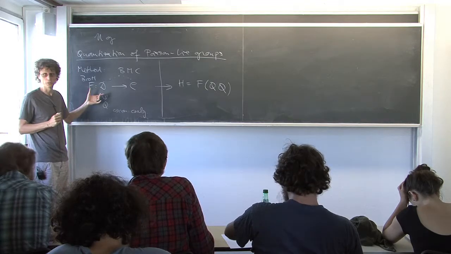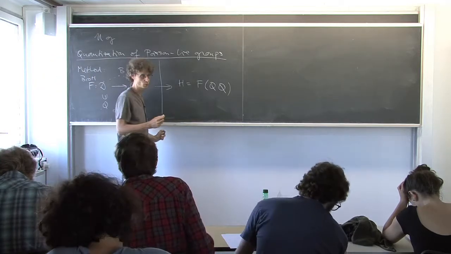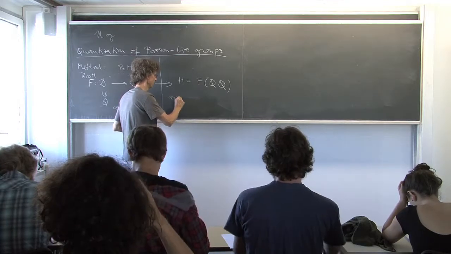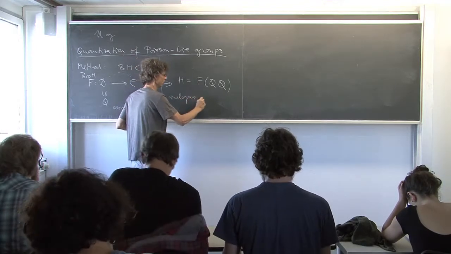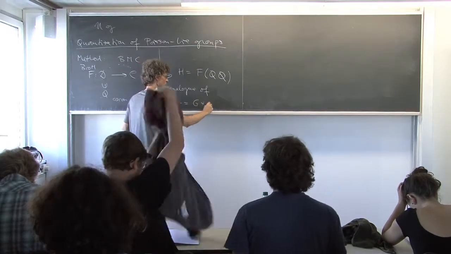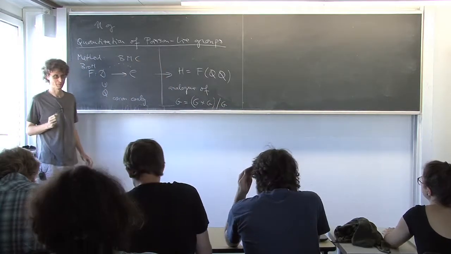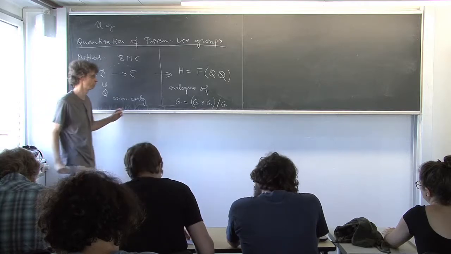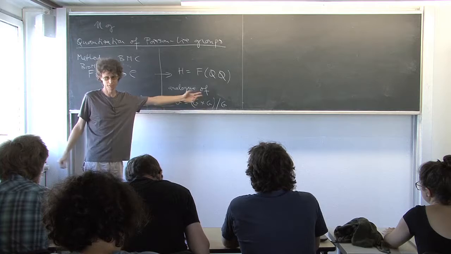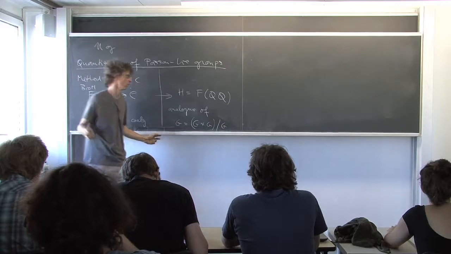And it was supposed to be some sort of analog of how to get the group from its nerve or something like that. An analog of G equals G times G modulo G. And today, that's exactly what's going to happen. Even Q is going to be G. Everything is just going to be exactly as is written there. Just the categories need to be defined a little.